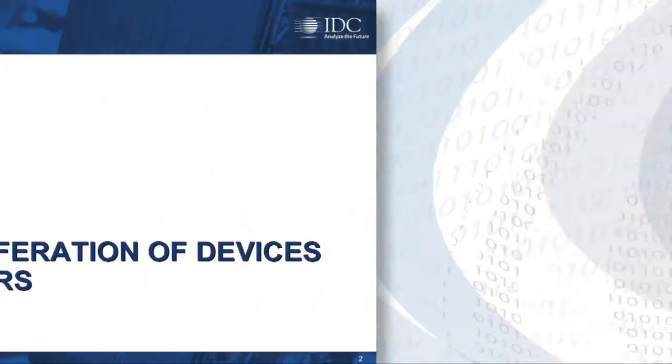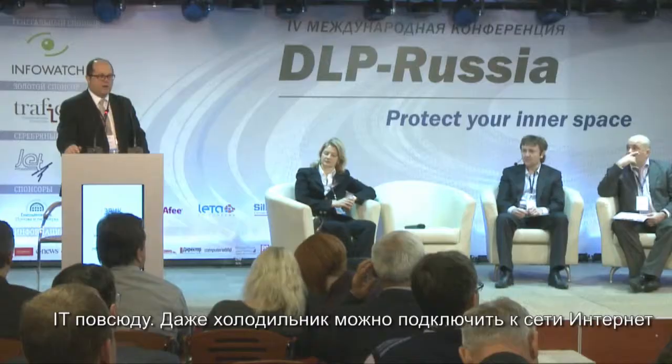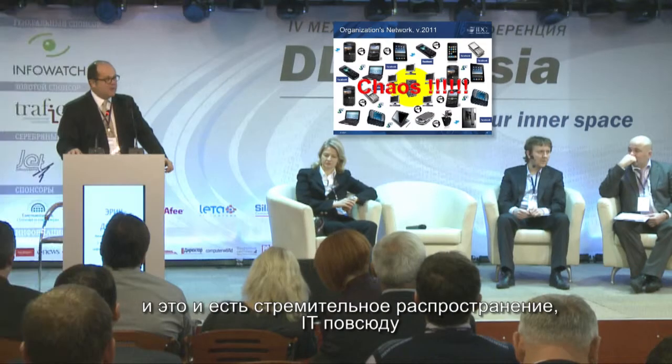We have, in fact, a major problem in IT. It's called proliferation. And I will explain what proliferation is. IT is everywhere. It proliferates from everywhere. And as you can see, even a fridge can be connected to the internet. A webcam can be connected to the internet. A phone or not could be connected to the internet. I've seen many of you with iPads this morning. So this is proliferation. IT is everywhere.